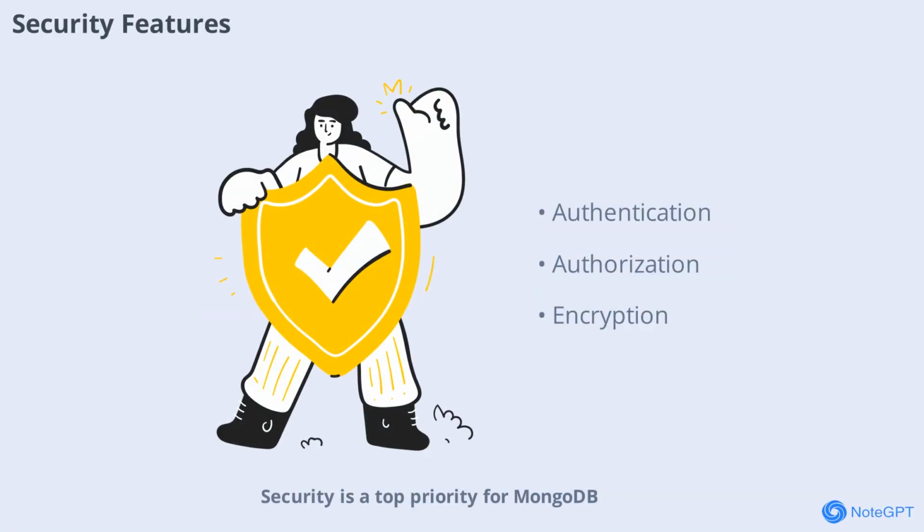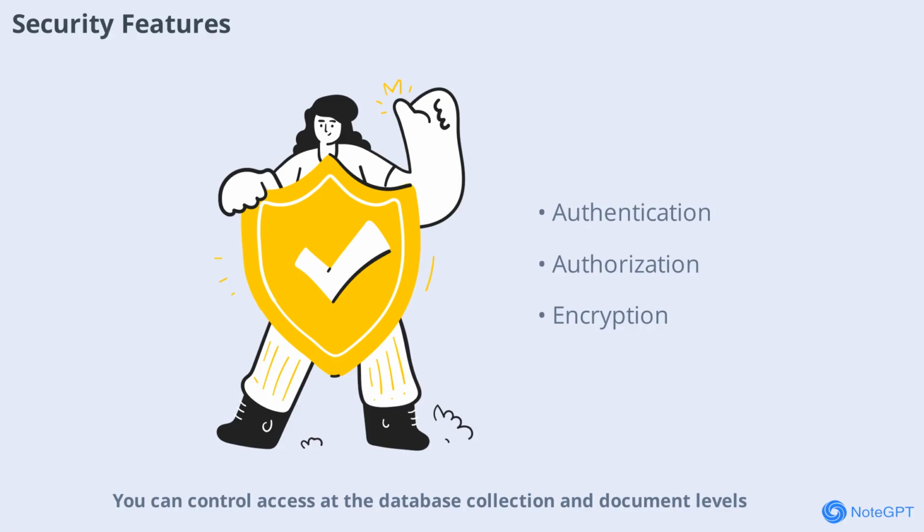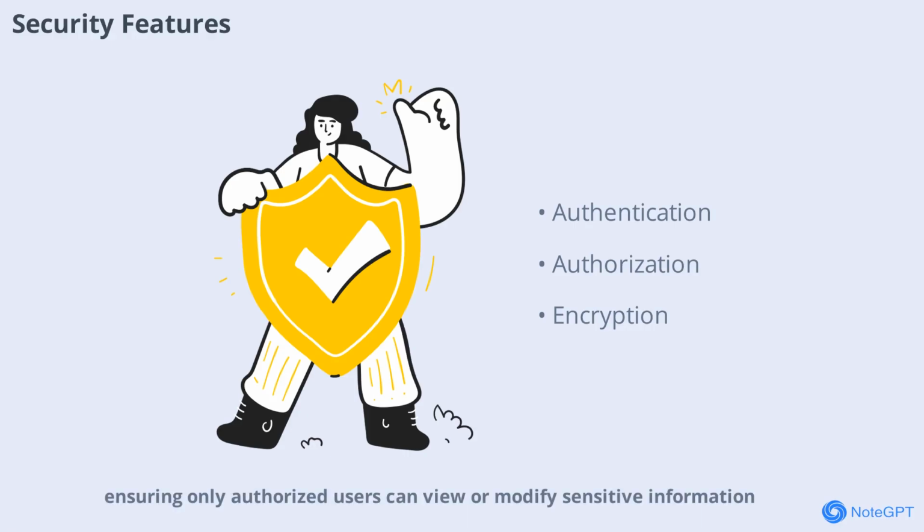Security is a top priority for MongoDB. The database offers robust authentication, authorization, and encryption features to protect your data. You can control access at the database, collection, and document levels, ensuring only authorized users can view or modify sensitive information. Encryption at rest and in transit further safeguards your data from unauthorized access.